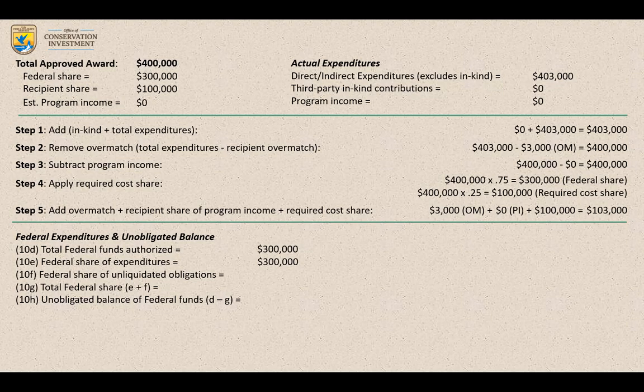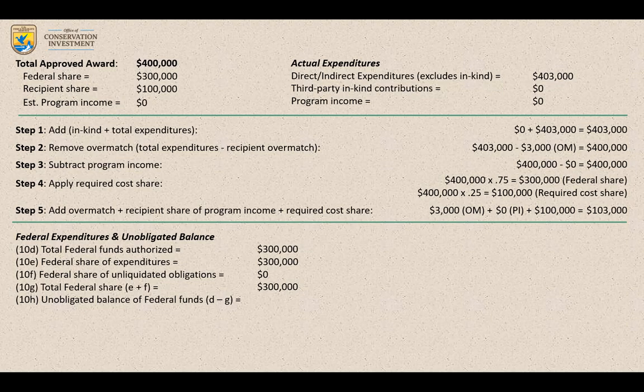Field 10F represents the federal share amount of any recipient unspent obligations. Since this is a final federal financial report and our scenario states that the award is completed, this amount is 0. In Field 10G, the recipient adds the values in both 10E and 10F to get $300,000.